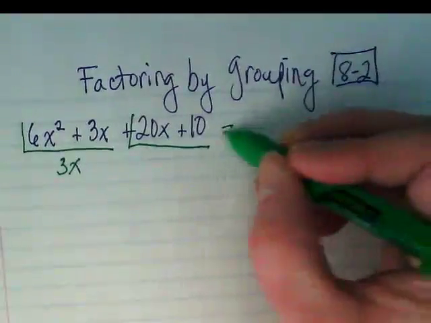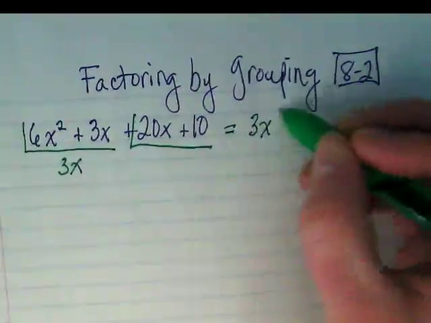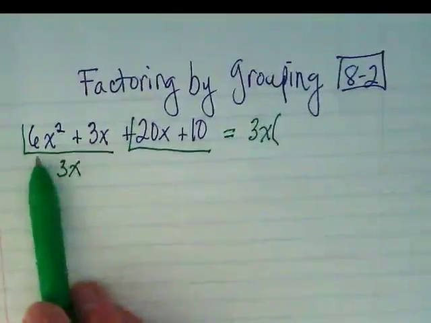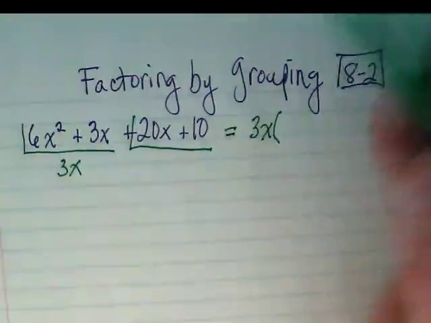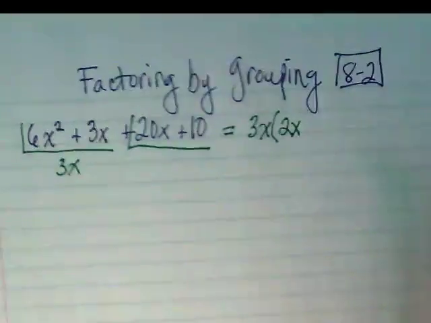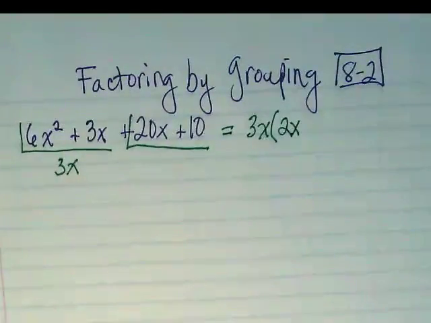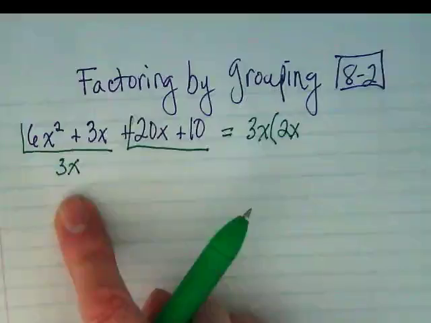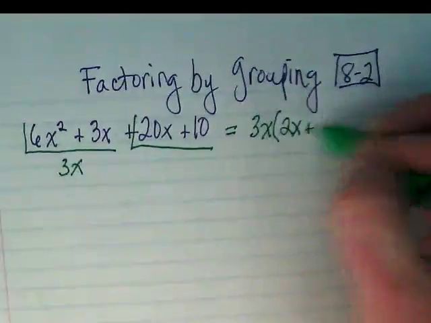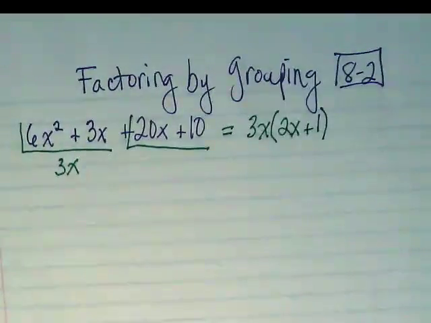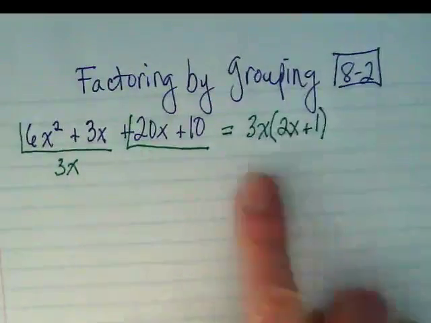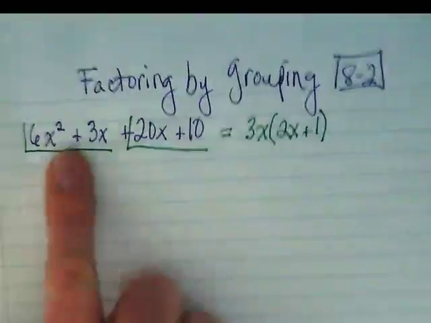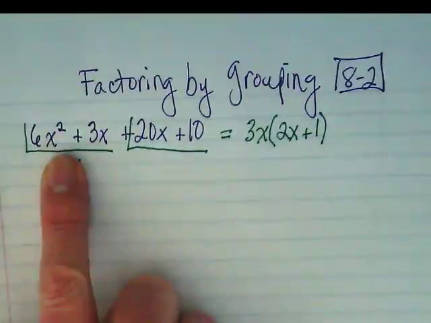So we're going to start rewriting this over here. We're going to pull out the 3x from the first part. When I divide 6x squared by 3x, I'm left with 2x. When I take 3x and divide it by 3x, you get 1. So just looking at it, would you agree with me that if I redistributed this, I would go back to these numbers? Yes.